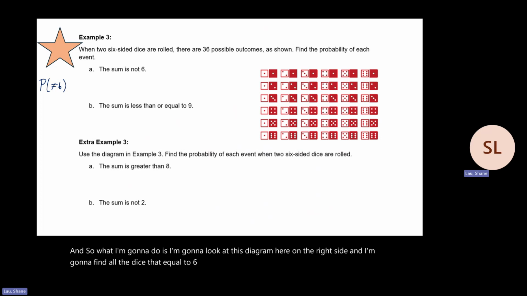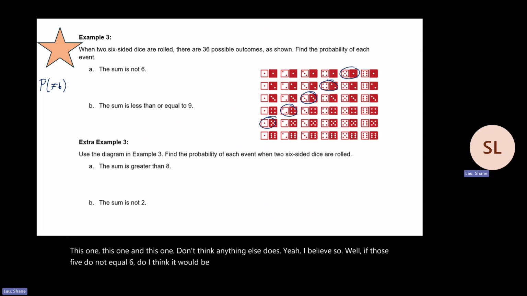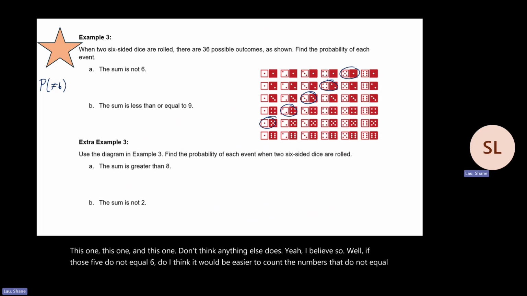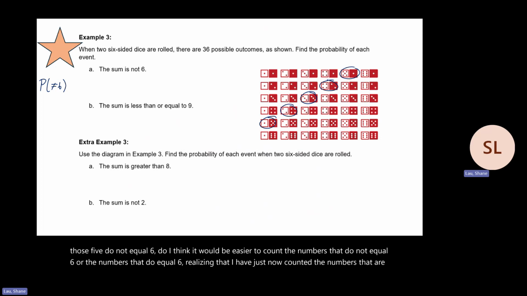So this one, this one, this one, this one, and this one. I don't think anything else does. Yeah, I believe so. Well, if those 5 do equal 6, do I think it would be easier to count the numbers that do not equal 6 or the numbers that do equal 6? Realizing that I have just now counted the numbers that are 6, right? Do you see what I'm saying?